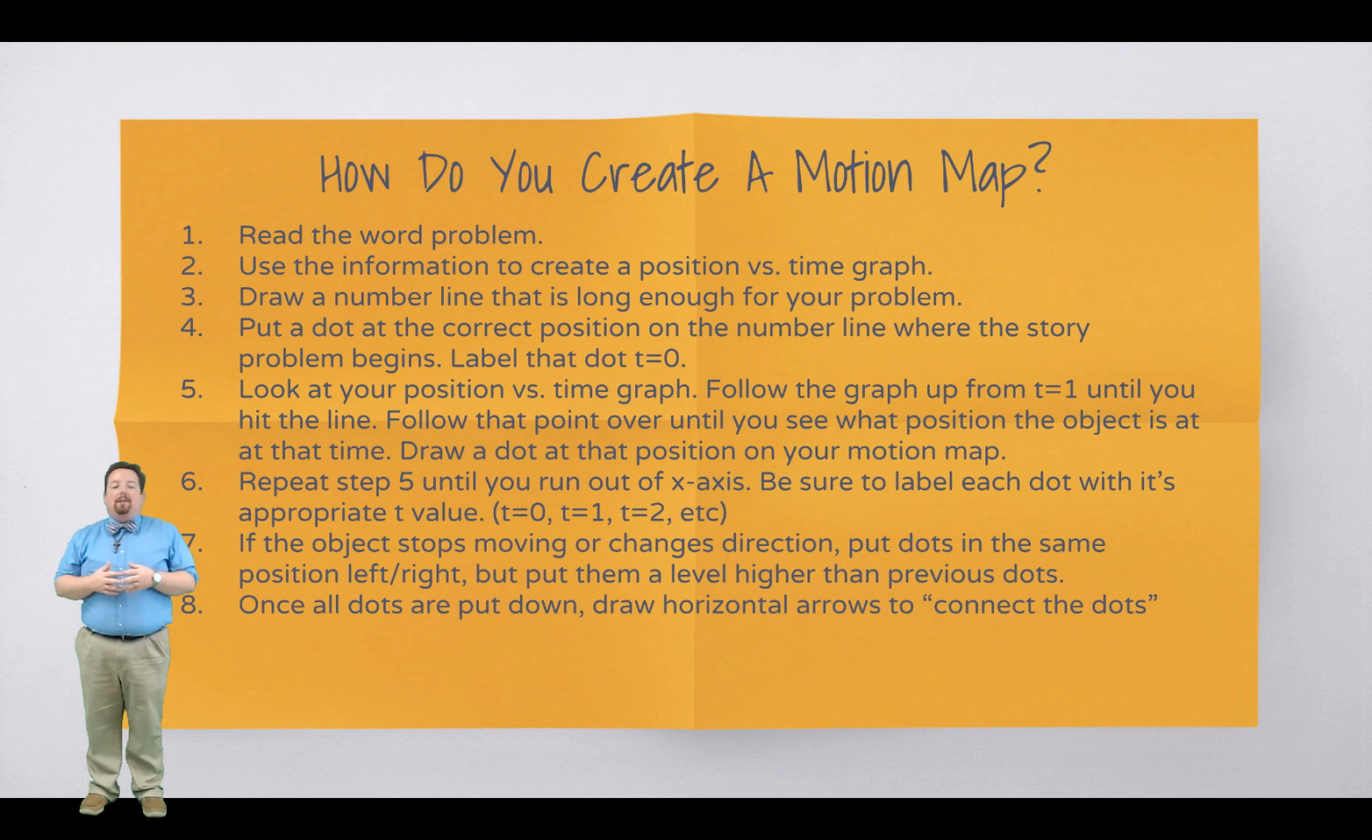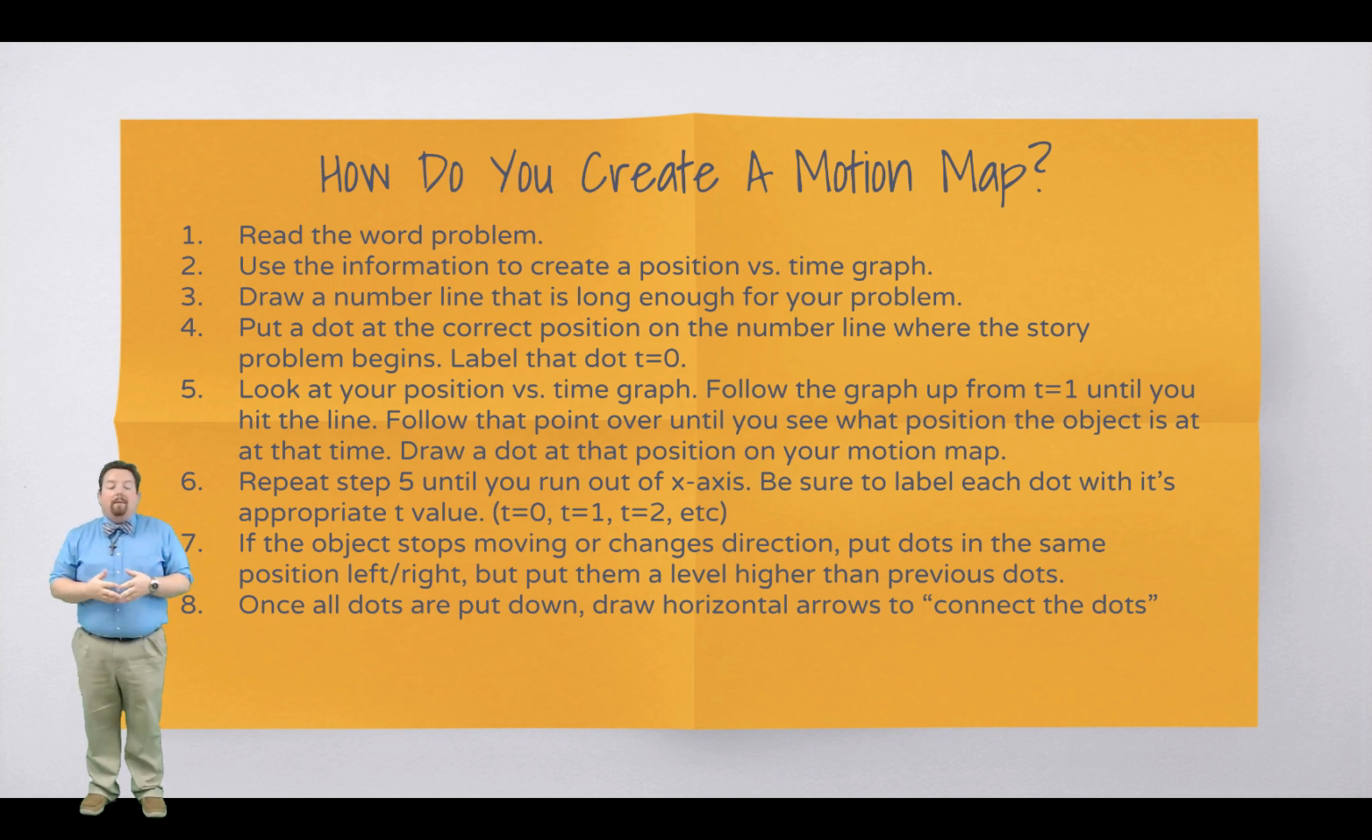Your 4th step is to use that graph to find out where the object is when time equals 0. We call this a starting point. You put a dot at that position on the number line. Then you look at your position versus time graph. Follow the graph from t equals 1 until you hit the line. Follow that point over until you see what position the object is at that time. Then draw a dot on your motion map that shows that position. Label this dot t equals 1.